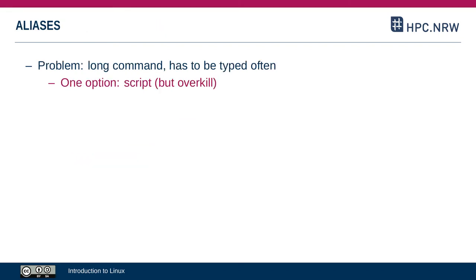One thing you can do that makes using the console more convenient is define an alias. The idea behind an alias is if you have a long command that has to be typed often, maybe it has a lot of options that are always the same. Instead of typing that command every single time, you could, of course, put it in a script, as we've seen before, and then simply call that script. But you have another simpler option, and that's defining an alias.